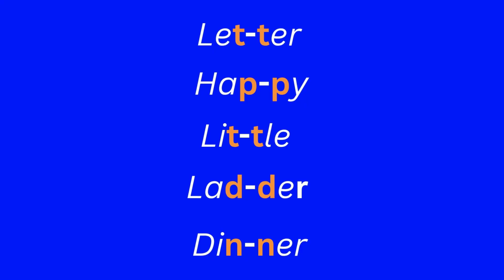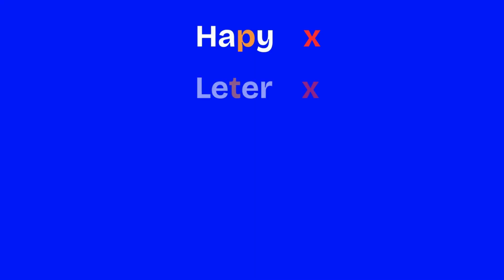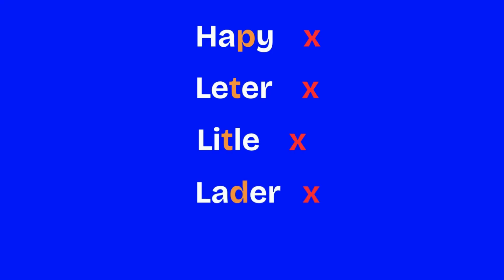This rule is useful because it helps us hear the separate parts of the word more clearly. It also helps prevent spelling mistakes because we pay attention to the double letters instead of accidentally writing only one letter. For example, happy has two P letters, not one. Letter has two T letters, not one. Little has two T letters, not one. Ladder has two D letters, not one. Dinner also has two N letters, not one.